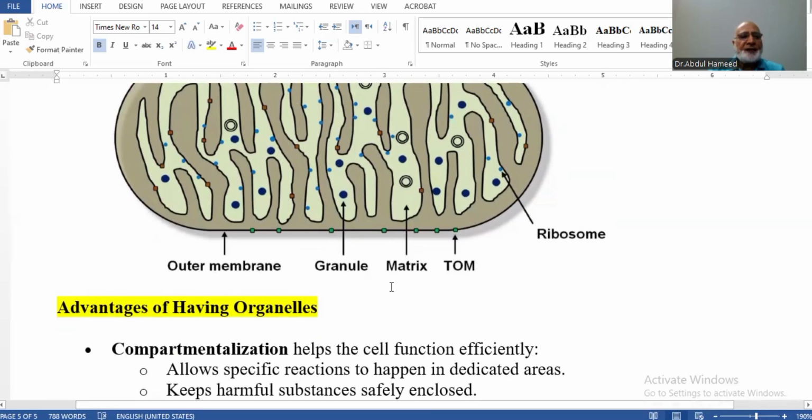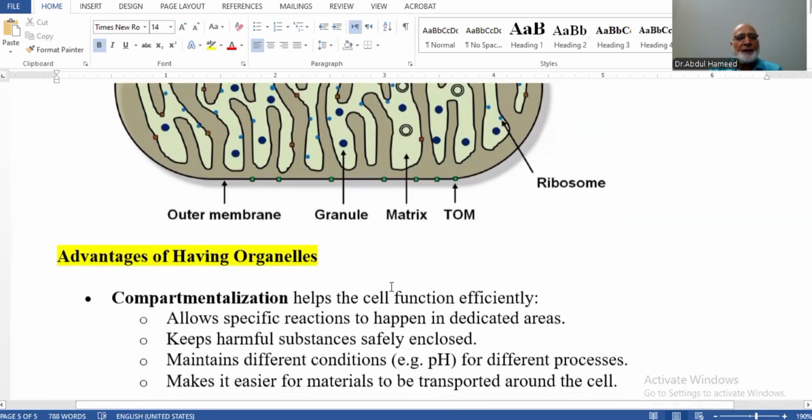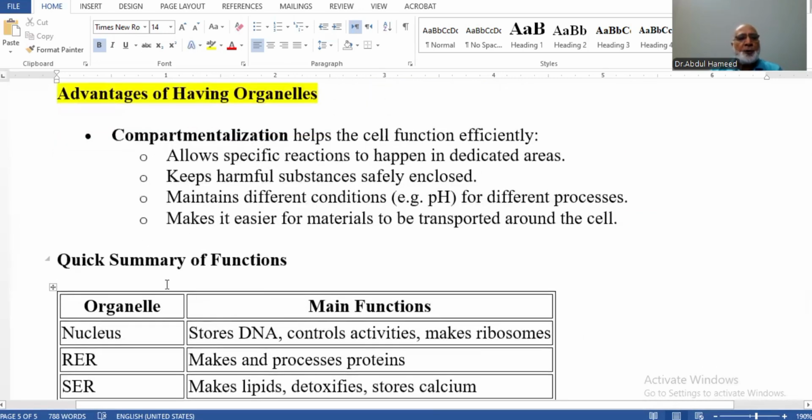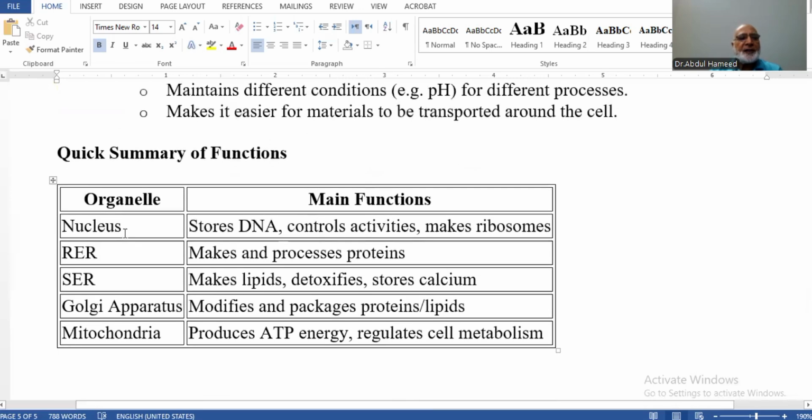So what are the advantages of having these organelles? Number one, compartmentalization helps the cell to perform its functions efficiently. It allows specific reactions to happen in dedicated, specialized areas, keeps harmful substances safely enclosed, maintains different conditions, for example the pH required for certain activities, and makes it easier for materials to be transported around the cell. So here is a quick summary of the functions of the given organelles.